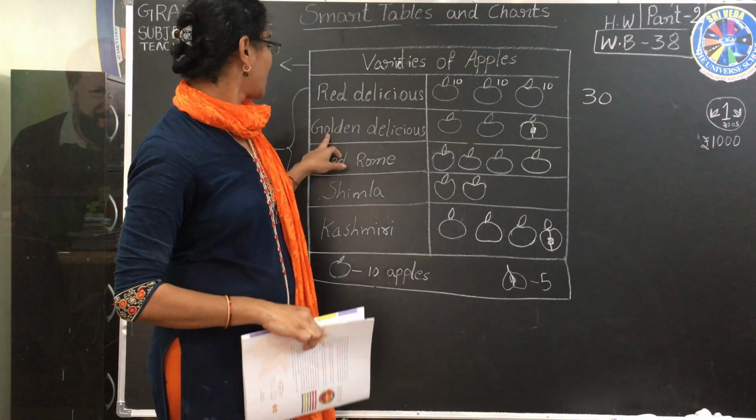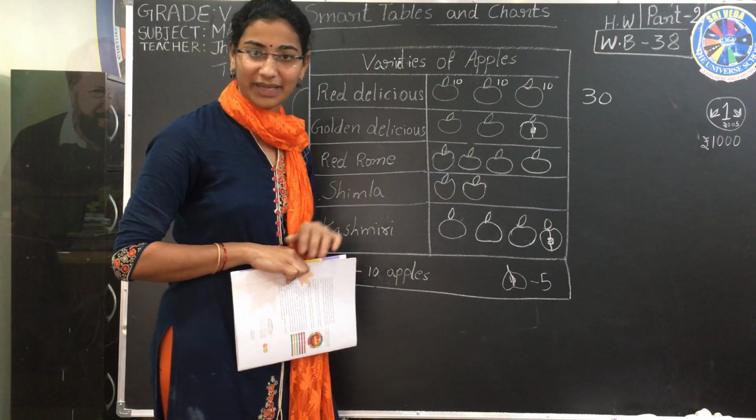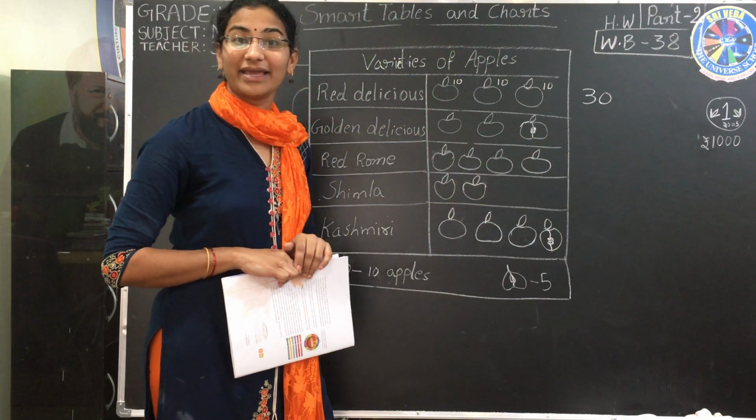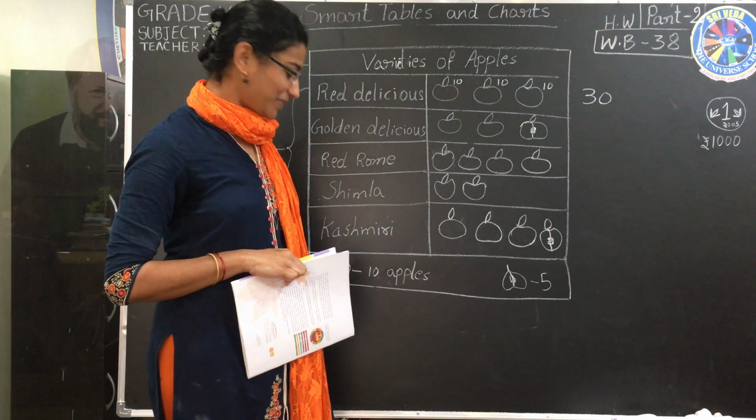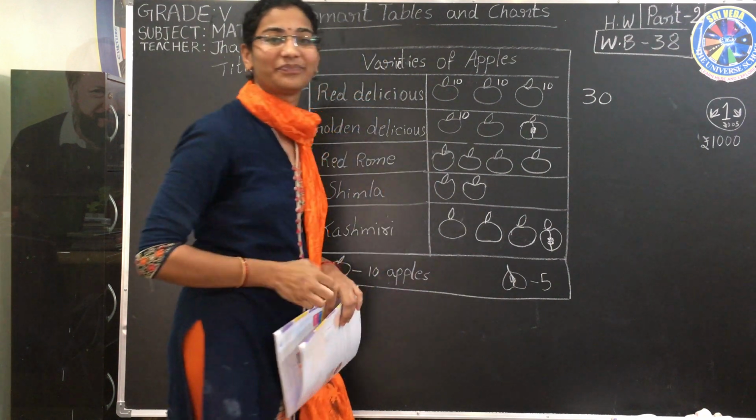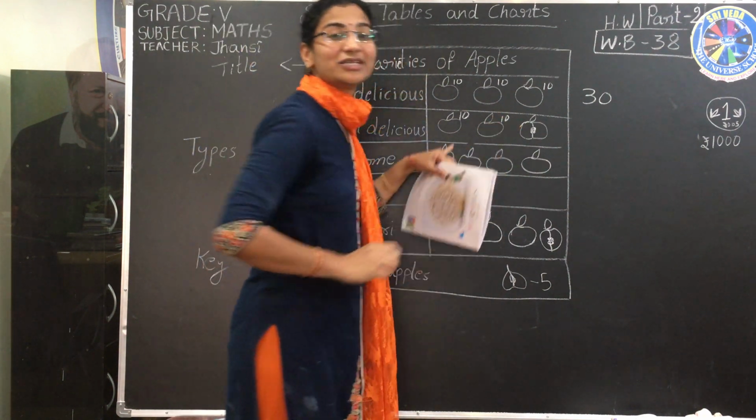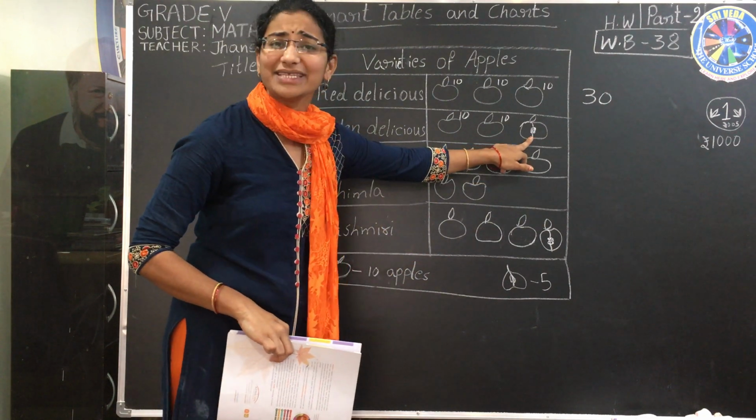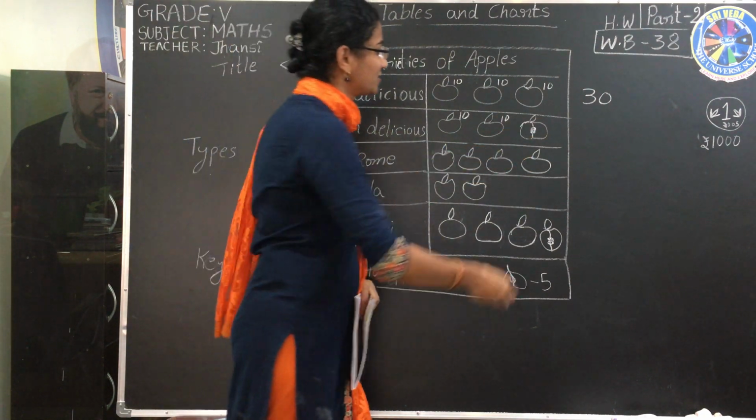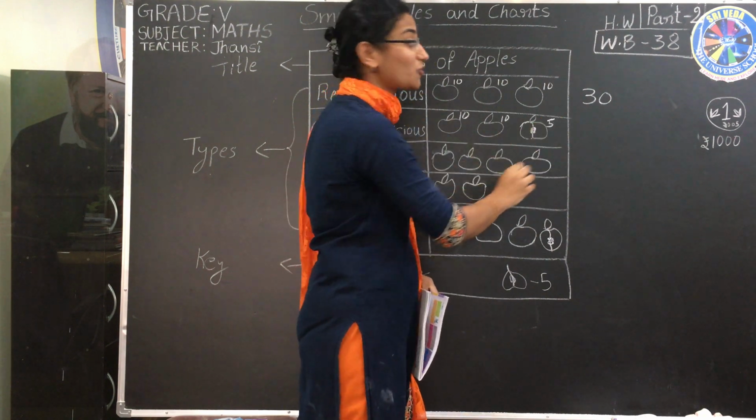Then golden delicious apples. How many? 2 full apples, 1 half apple. In the key, 1 apple equals 10 apples. So 10 apples, another 10 apples. How many? 10 plus 10? 20. Half apple means 5 apples. So 20 plus 5, 25.